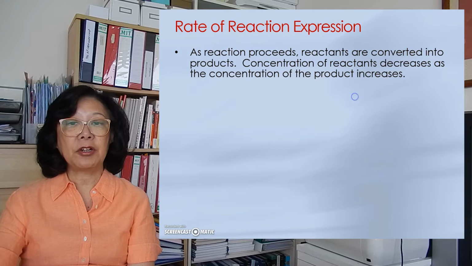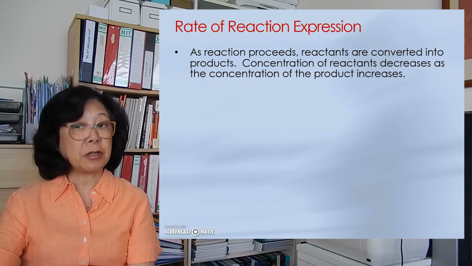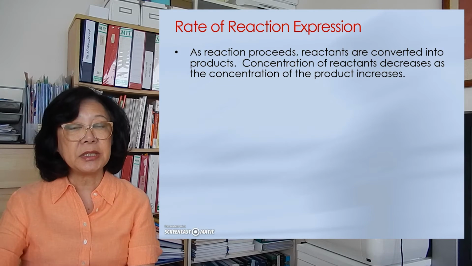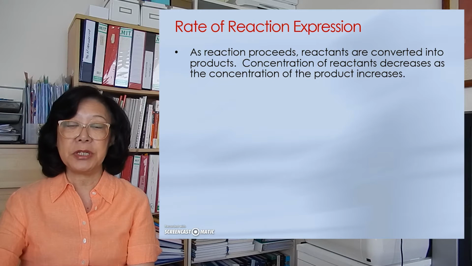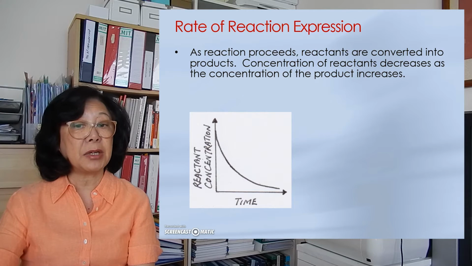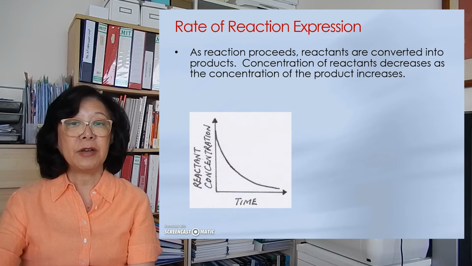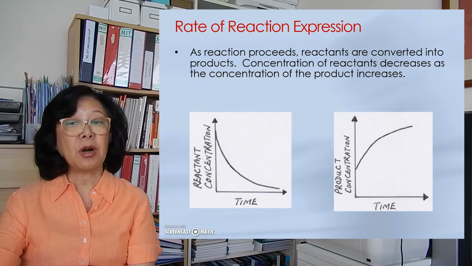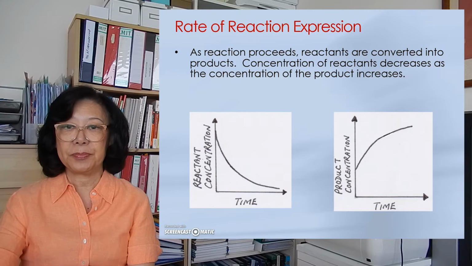As the reaction goes, reactants are converted into products. So the concentration of reactant decreases as the concentration of product increases. Now here's a diagram showing the decrease in the concentration of reactant over time, because as more reactant molecules are used to make products, there will be less left to collide with one another. Therefore, the rate will slow down. And here, the amount of product will be increasing as more reactants are used to make products.